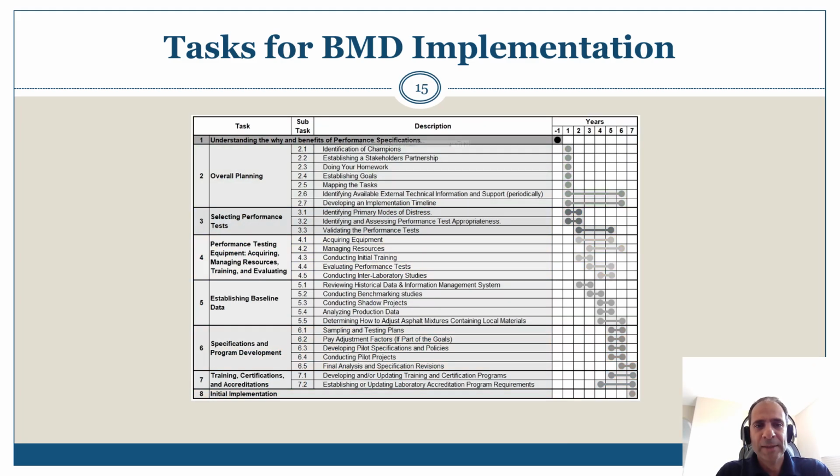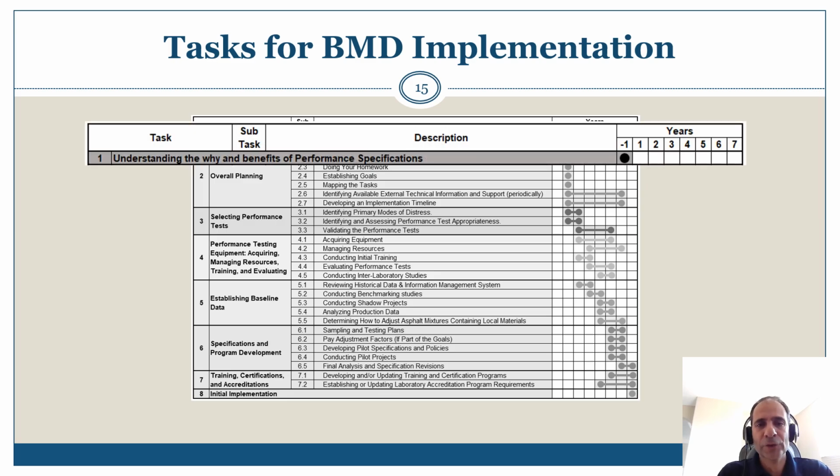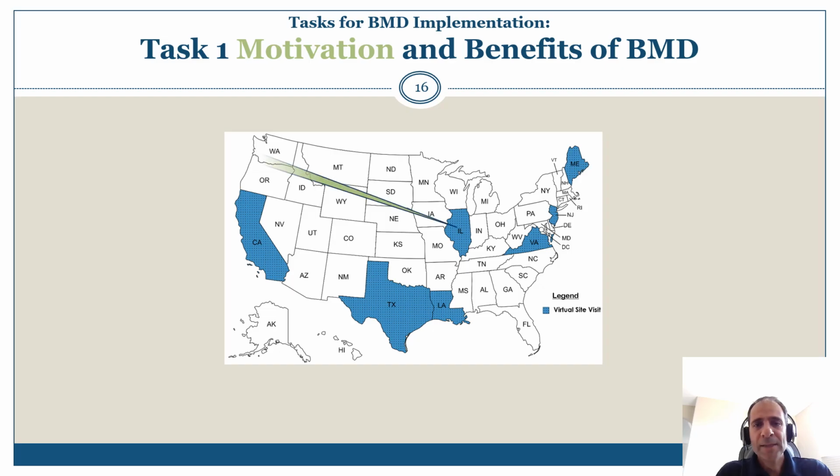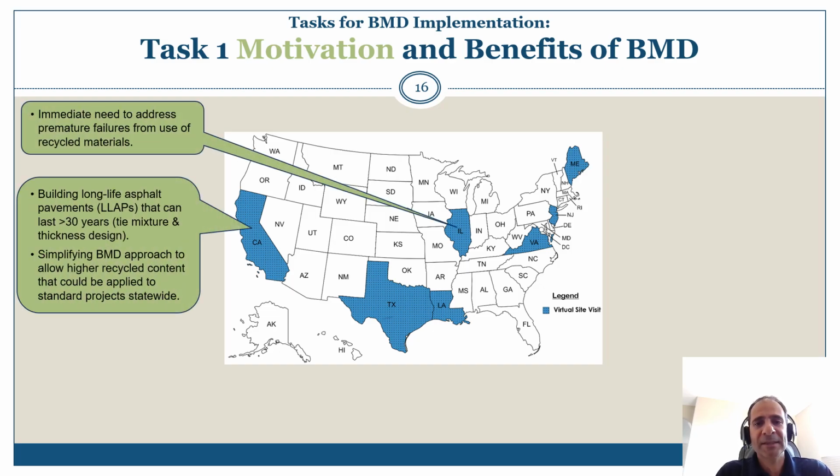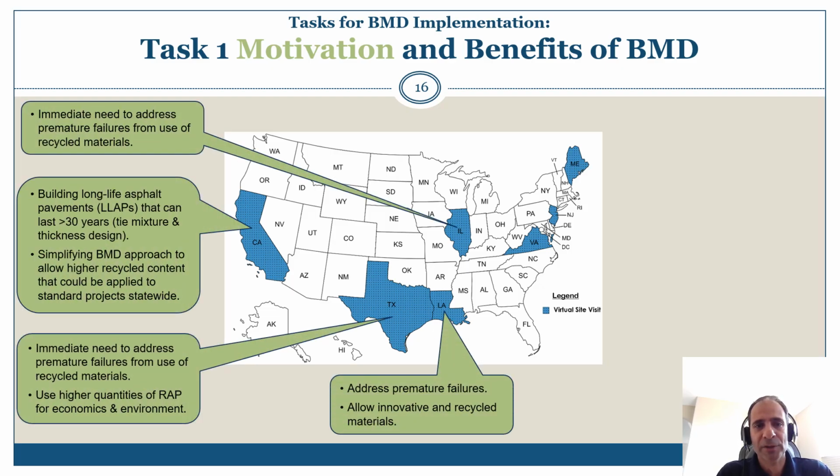So the first task focuses on making sure stakeholders understand why a new approach to mix design acceptance is needed and the benefits expected with a change. The why, the motivation, may be different for different state DOTs. Here's a summary of the visited state DOTs' motivations.